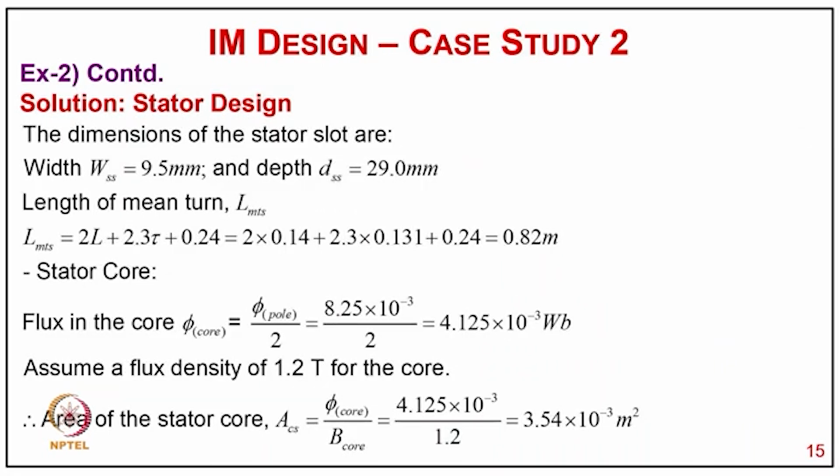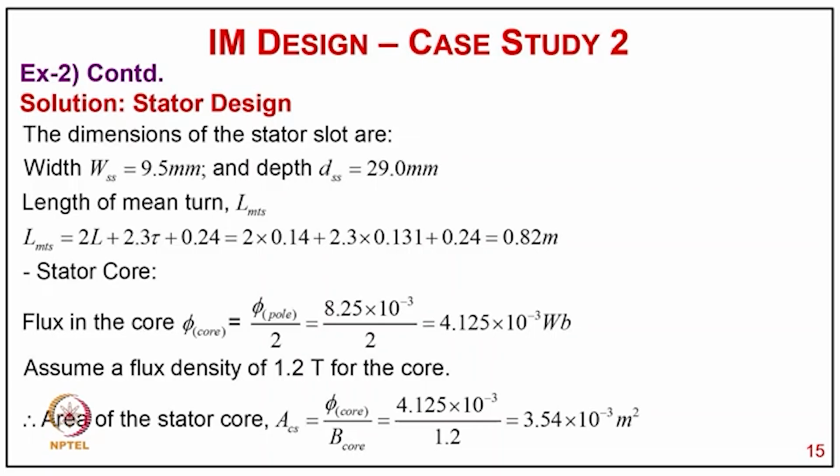Now the dimension of the stator slot. So width of the slot is WSS equal to 8.5 millimeter, as we got it, and depth we calculated 29 millimeter. So now we can find out the mean turn length. LMTS will be equal to 1.2 L plus 2.3 tau plus 0.24 meter. So putting the value, it comes 0.82 meter.